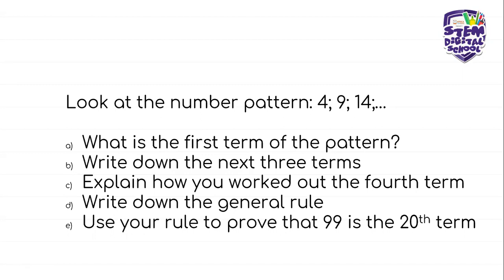So in this case, all that I want you to do now is to find what is the first term. You must just tell me what is the first term there, and then write down the next 3 terms. And then you can explain how did you work out the 4th term, as well as the general rule, and then we will use that rule in the last question.